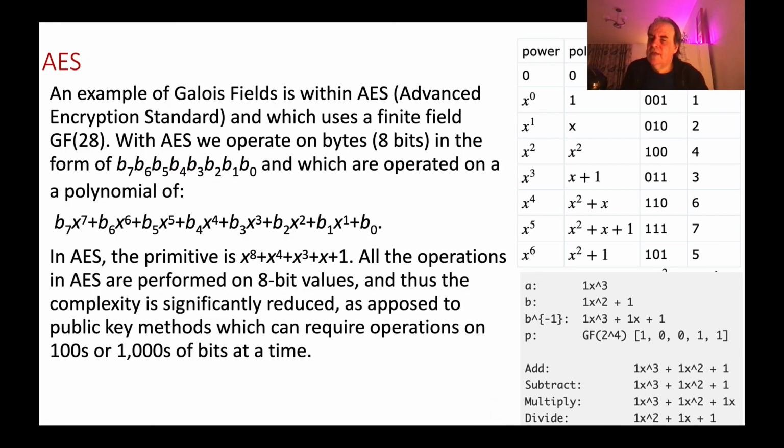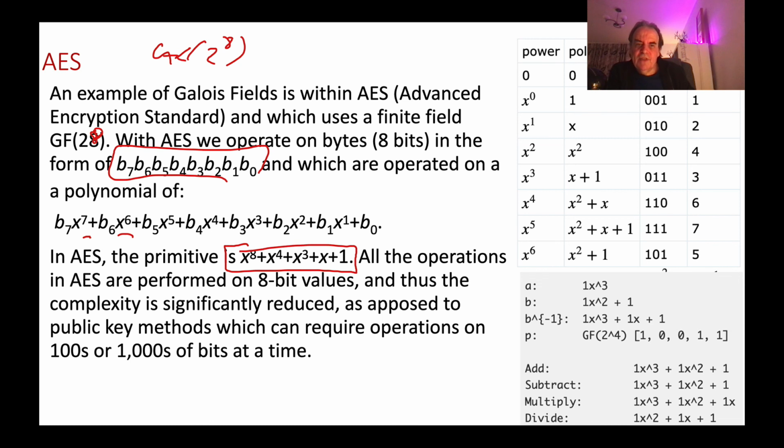One example of using Galois fields is in AES encryption, and the advantage with this is that we only deal with 8-bit values at a time. So we operate on a byte value, so we end up with a Galois field of 2 to the power of 8, and then we can represent our values in the form of a polynomial. The primitive that's actually used in AES is this one here, and this is the value that's used to constrain the values that we have.